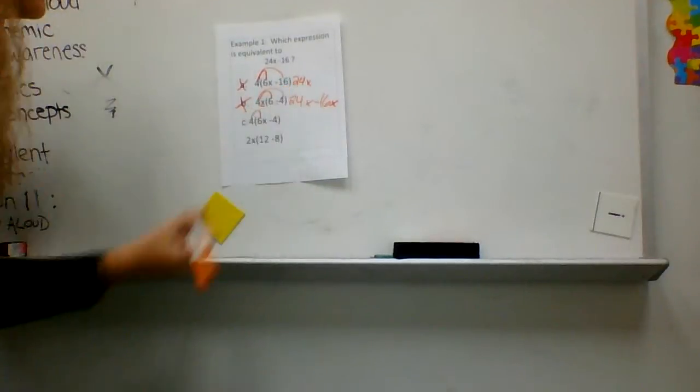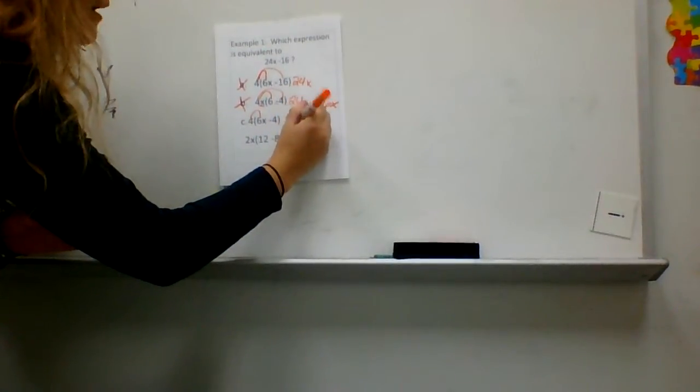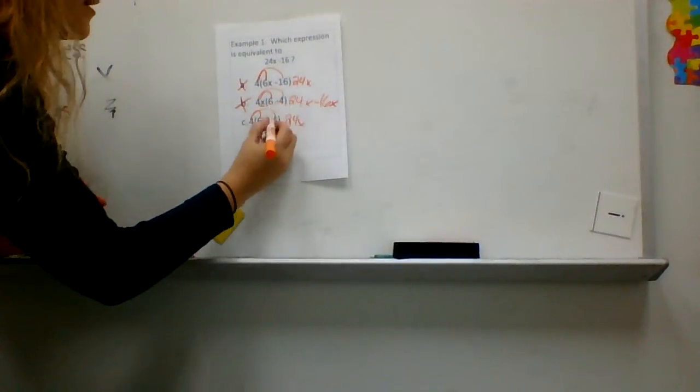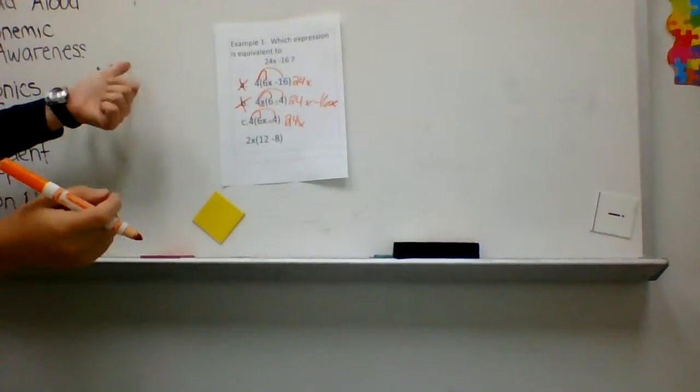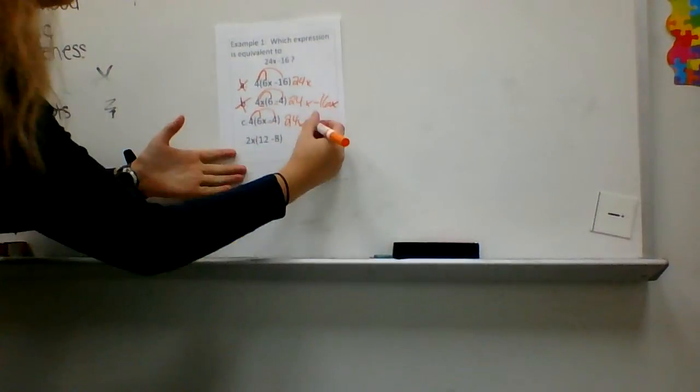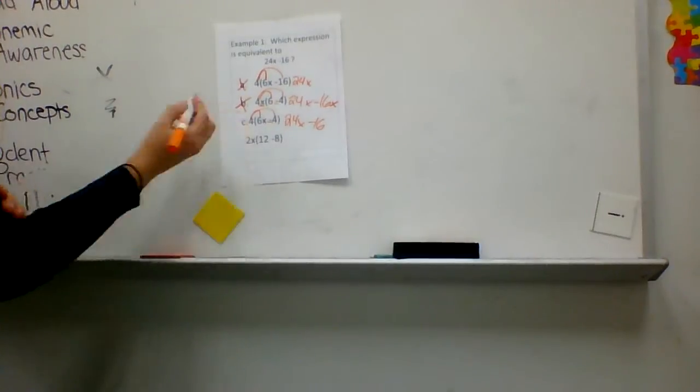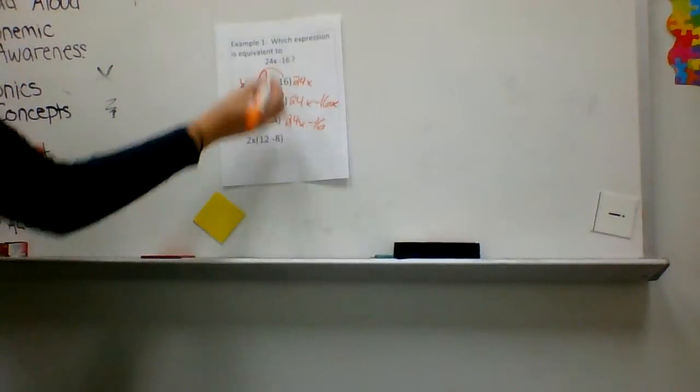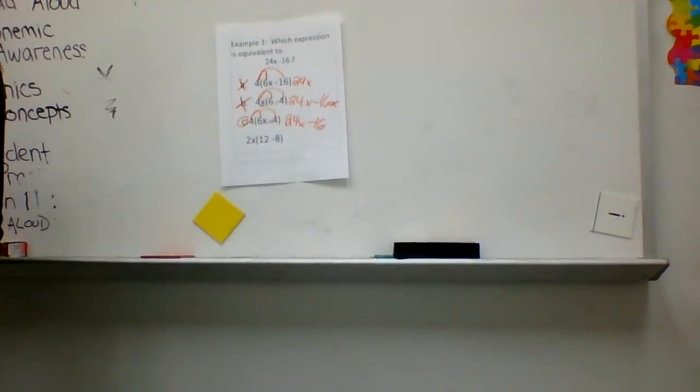C, 4 times 6x, that gives me 24x. And 4 times a negative 4, a positive times a negative will give me a negative 16. Golden. C, 24x minus 16 matches 24x minus 16. Try the next expression on your own. See what is equivalent to 28b minus 14. So hit pause and try and solve the problem on your own.